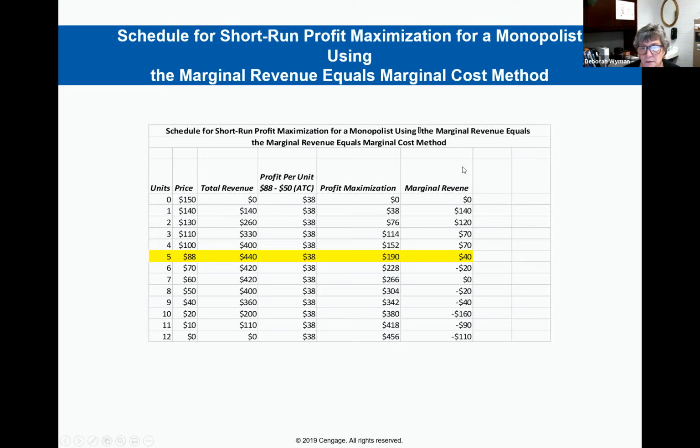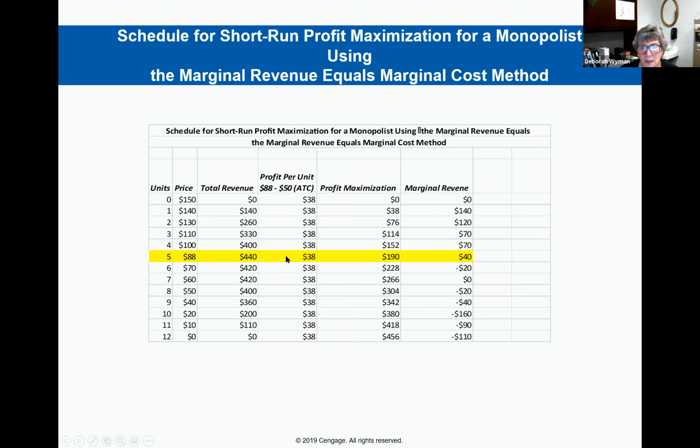And marginal revenue is subtracting the previous unit from it. So 140 minus 0 is 140, 260 minus 140 is 120, 330 minus 260 is 70. And you take that right down the line too. So now how did you know that this is short run profit maximization?